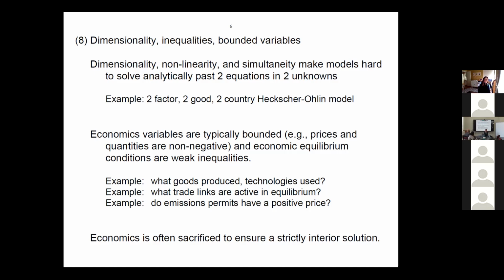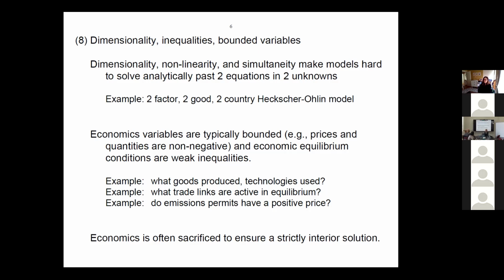Another problem with analytical methods, based on the tools of calculus, is that our economic variables are typically bounded. Prices and quantities have to be non-negative. And so economic equilibrium conditions are weak inequalities.